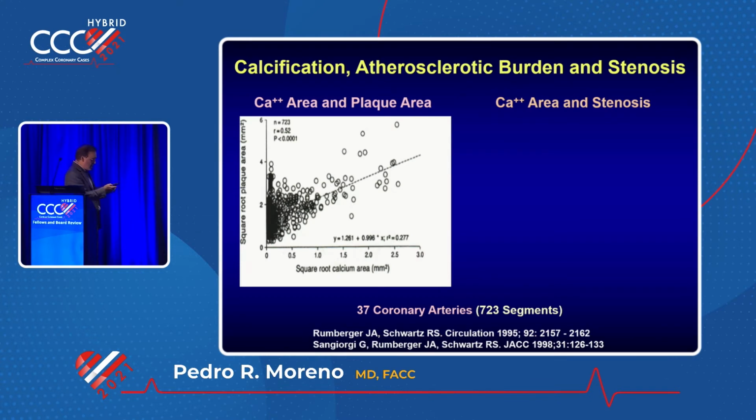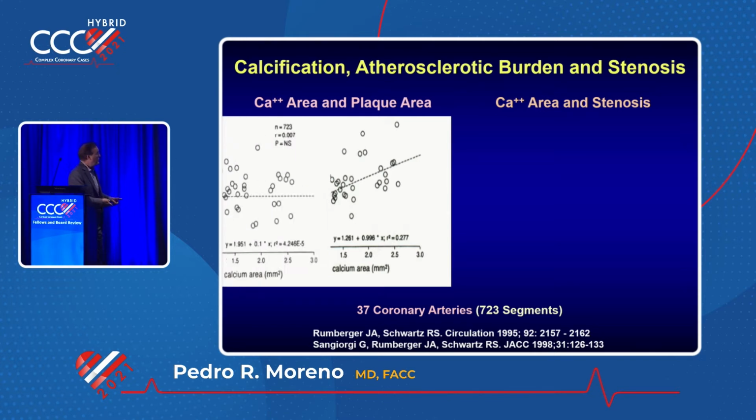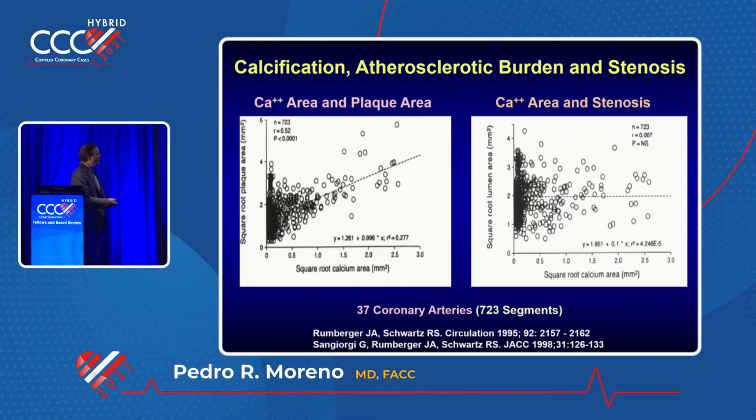Now, is calcium directly proportional to the size of the plaque? This is the square root of the calcium area, and this is the square root of the plaque area. Or is calcium related to stenosis? The answer is here. The square root of the lumen area has nothing to do with the square root of the calcium area. Here, the R value is 0.52. So when you have an R value of 0.52, that means that 48% of this relationship is not related to the two.